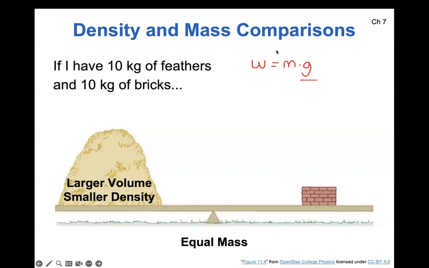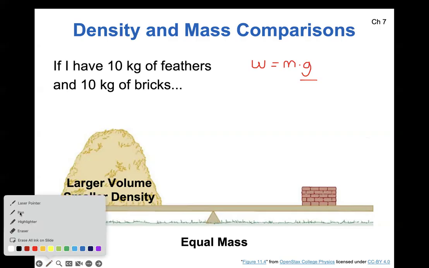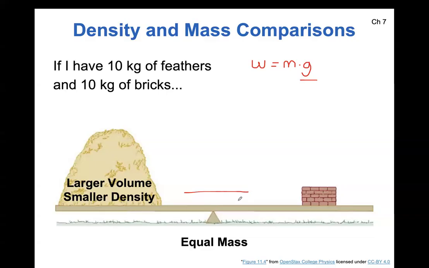I know the definition of weight is still up there, but don't worry about it for now. So our low density material like hay or feathers has a larger volume and a smaller density in order to achieve the same mass. Okay, so the masses are equal, and we know the masses are equal because of this little picture that shows the balance.